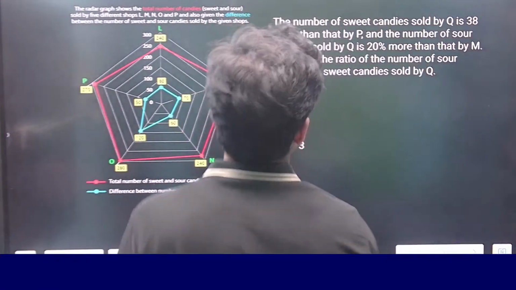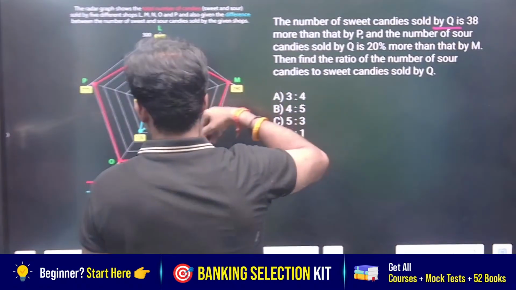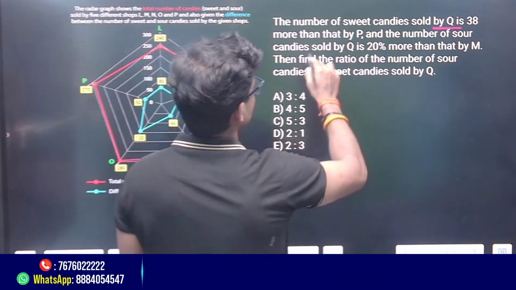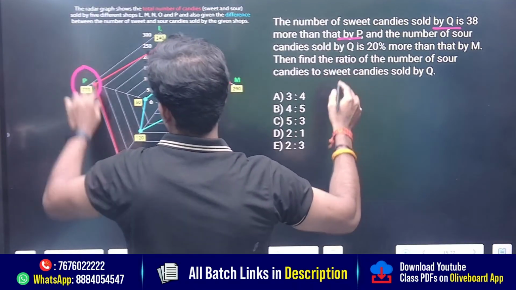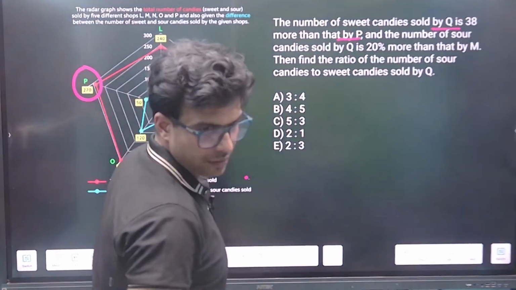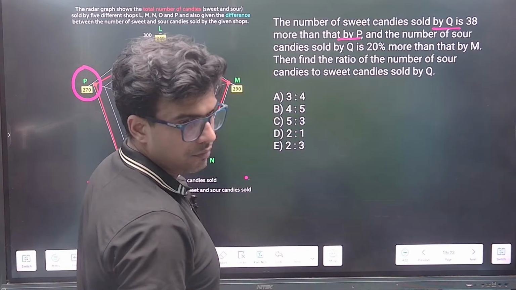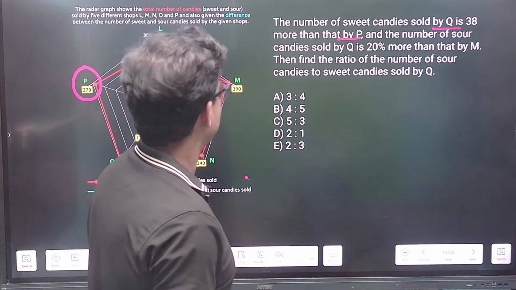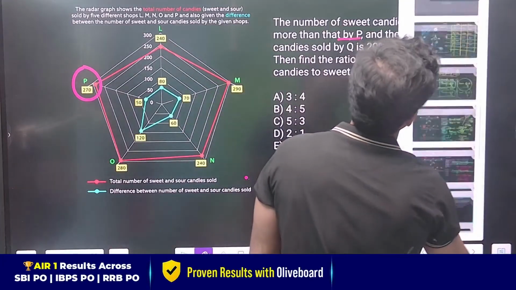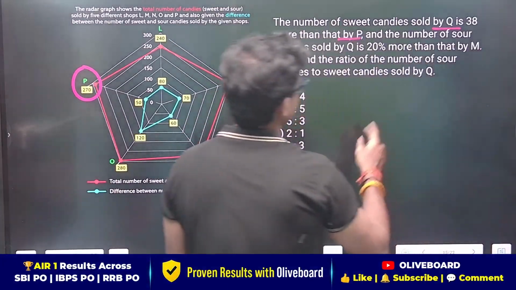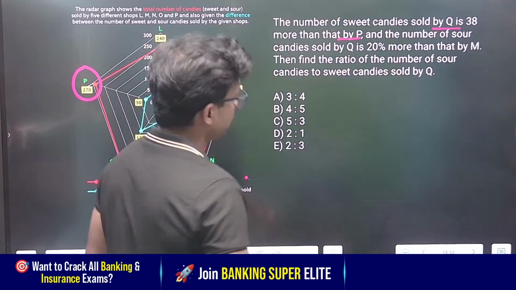The number of sweet candies sold by Q is 38 more than P. 270 and 38 is 308, correct? Sweet candies, okay, sorry. 160. 160 plus 38 is 198, I would say.